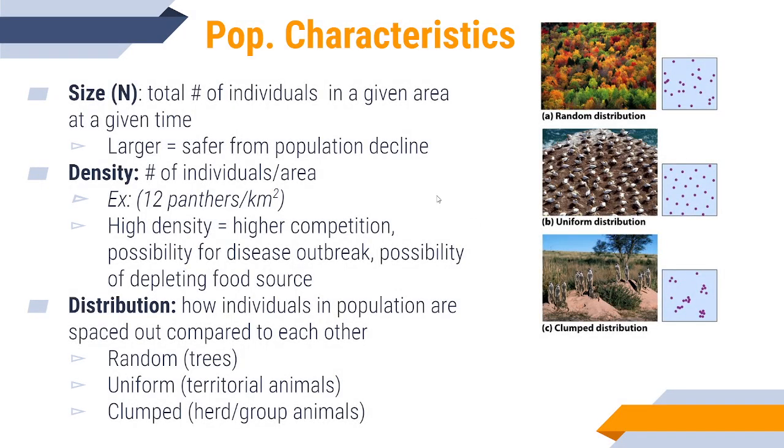So a couple of things we use just very quickly to look at population characteristics. The number of individuals, the population density, how many individuals are in an area, and then distribution, how individuals are spaced out compared to one another. Distribution we typically look at as being random, where we would find them in a population. Uniformly distributed, spaced out for enough available space, or clumped together throughout the habitat.